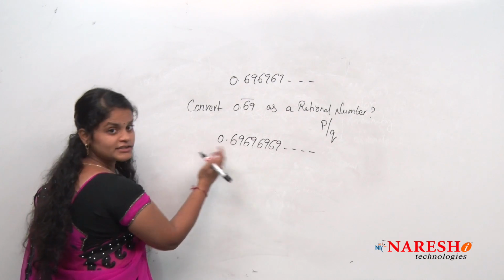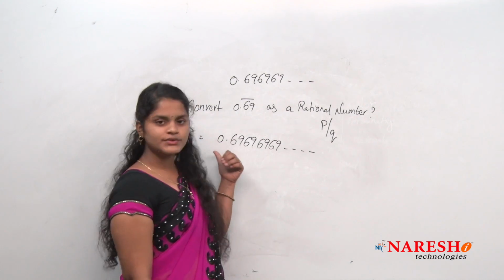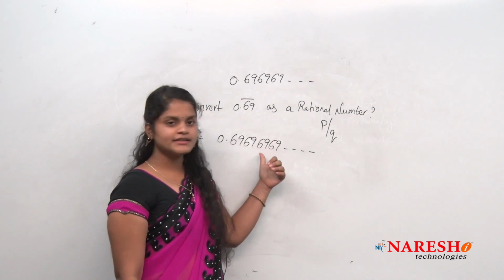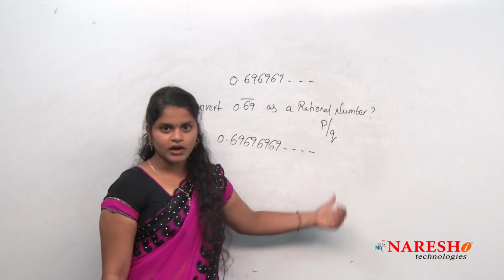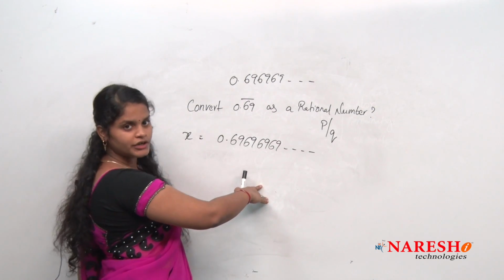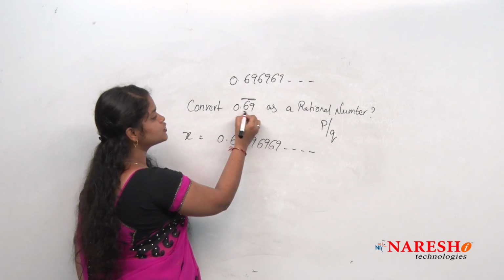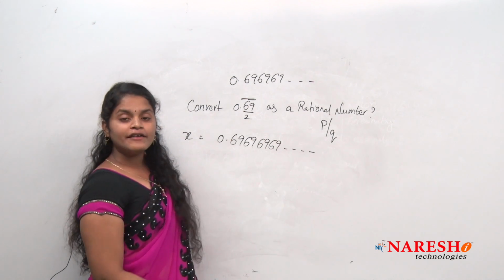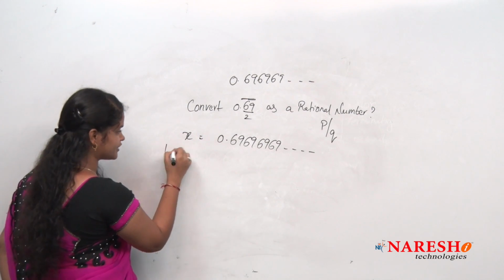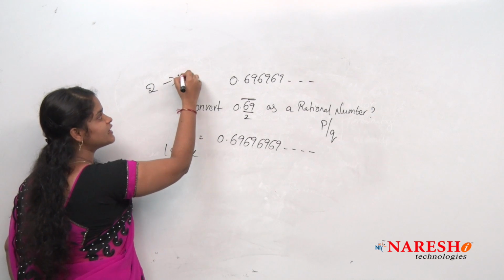Let me assume the given number as x. So x is equal to 0.69, 69, 69, 69 and so on. First I should eliminate the decimals. How many numbers are there under the bar here? Two numbers. So I will multiply x by 100. If there are two numbers, I'll multiply by 100.